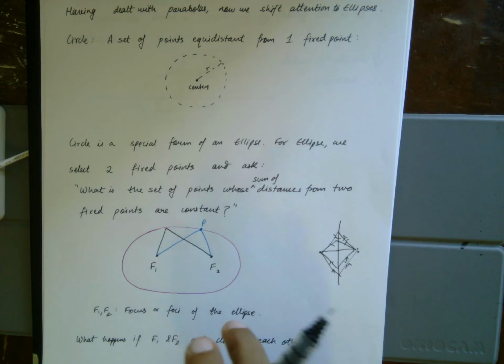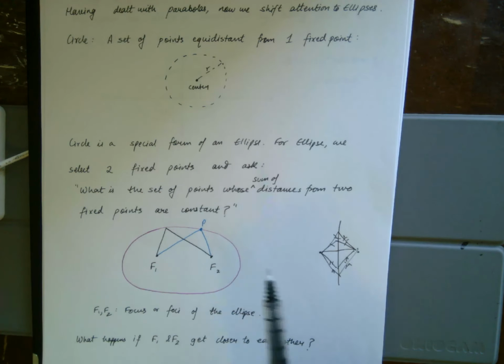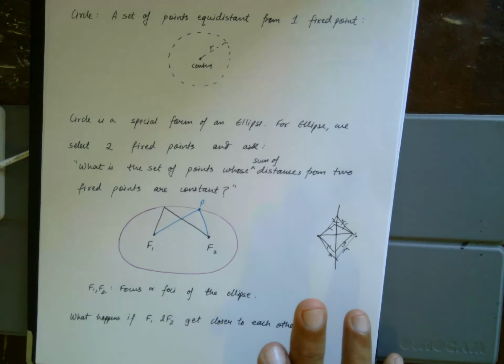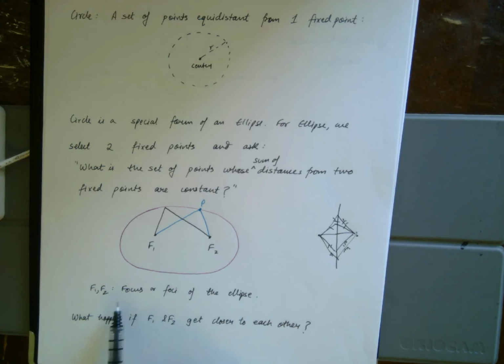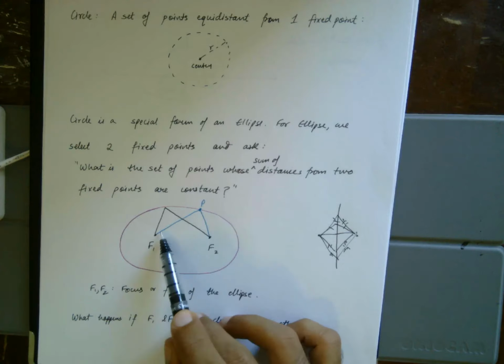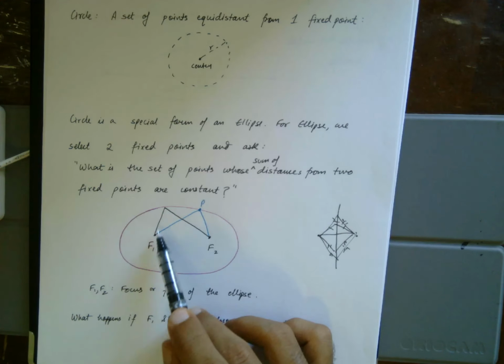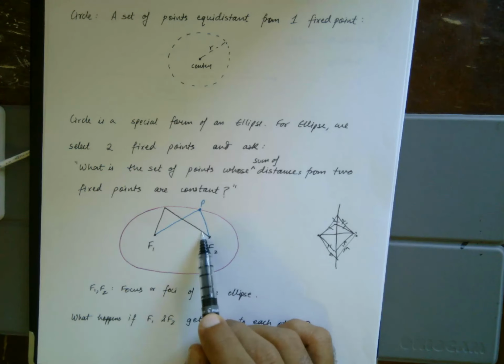So in order to get the ellipse, instead of saying the distance from both points are equal, we're going to say that the sum of the distances is going to be constant. It's not going to change as you go around. So slightly different kind of definition. And these fixed points are called the focus or foci of the ellipse. And for any point P, the sum of the distances from both of them is the same. So the sum of these two black lines is the same as the sum of these two blue lines.